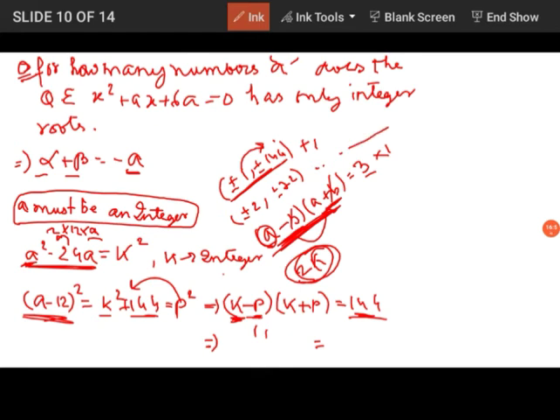You can write all the factors, then add them, then find for what factors you are getting k as an integer, and then replace it here, and then you will find the value of a. So I hope that this question is okay. I hope that you understood that question. That was a very lengthy question. The basic idea was to use that concept and some observation, and finally to eliminate the possible cases.